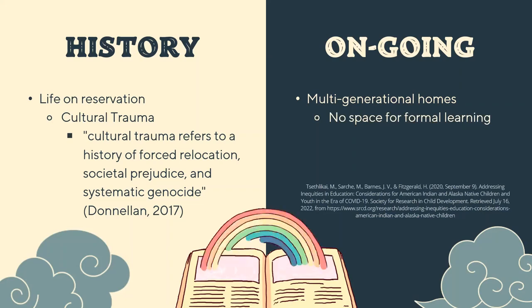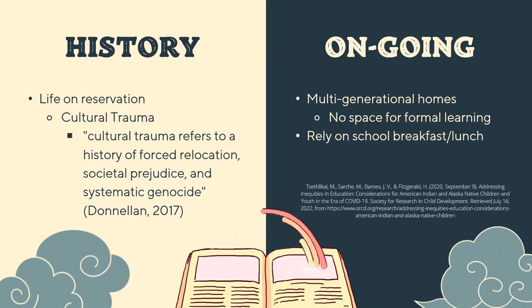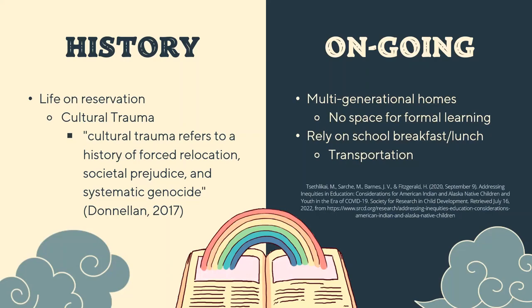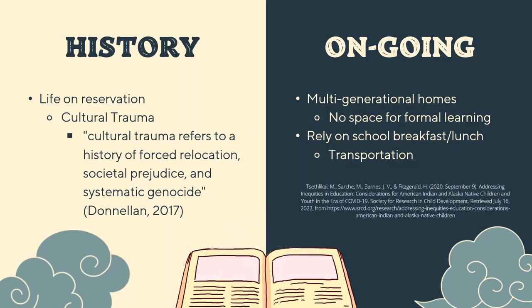Each student needs a device to access their schoolwork, which means many multi-generational homes do not have enough devices to go around. Many low-income families rely on schools to provide lunch and breakfast for free. Without school-provided meals, some families would not be able to feed their children adequately. It's also not uncommon for a student to have a very long bus ride to and from school when they live on a reservation.